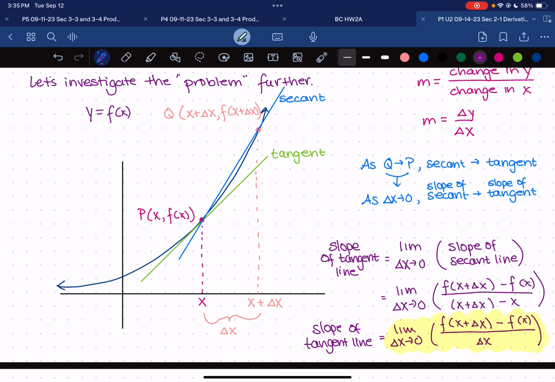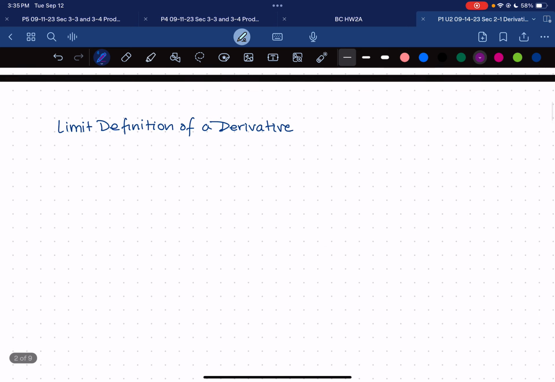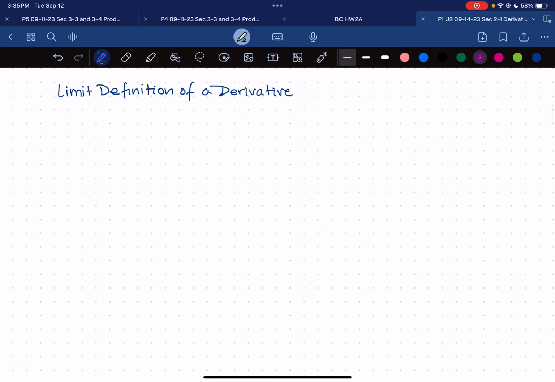Now we're going to see how we use this. So if you need to, pause the video and kind of chew on this a little bit. But when you're ready, you can go ahead and push play. And we're going to go ahead and talk about what a derivative is.